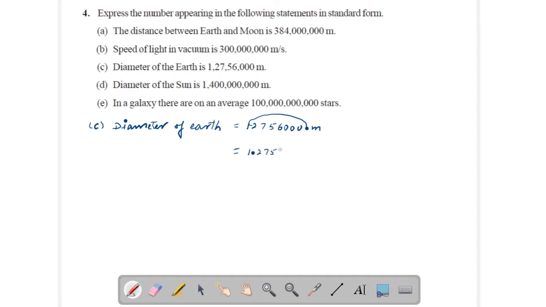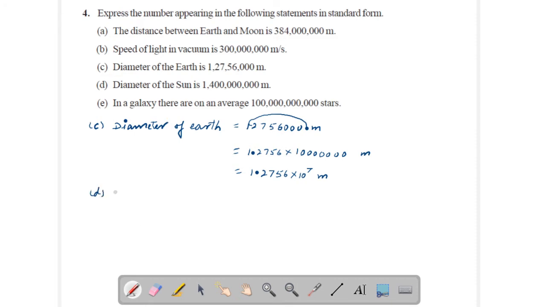1.2756 into 1. How many digits are there? 1, 2, 3, 4, 5, 6, 7. Put 7 zeros, 7 meter. And this can be written as 1.2756 into 10 raised power 7 meter. Now come to D part.